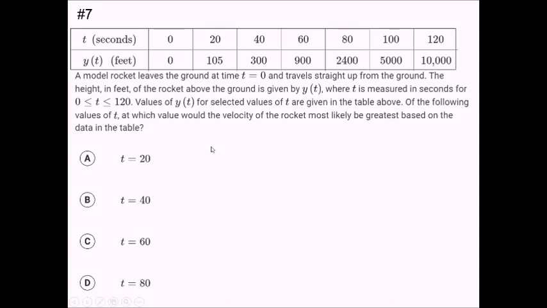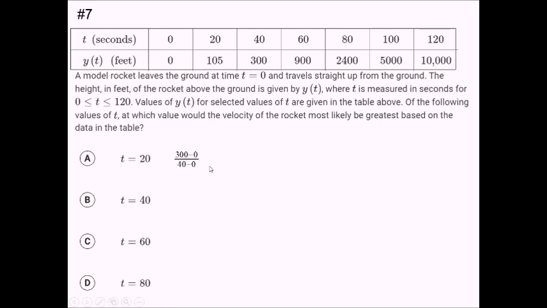Now, if you want to estimate velocity, one way you can do that is by finding the average rate of change of position on an interval that you're trying to estimate the velocity at. So, for example, at time 20, we could find the average velocity on the interval from time 0 to time 40. It's not going to be the exact velocity, but it's as good as we're going to get using the data in this table. So then let me do average rate of change. That'll be 300 minus 0 over 40 minus 0.